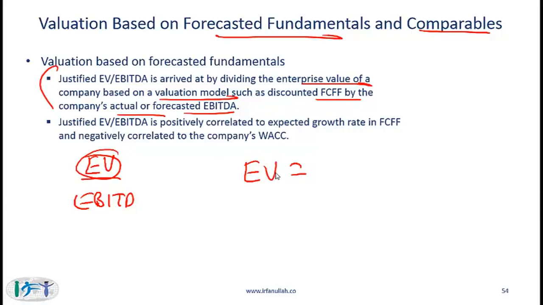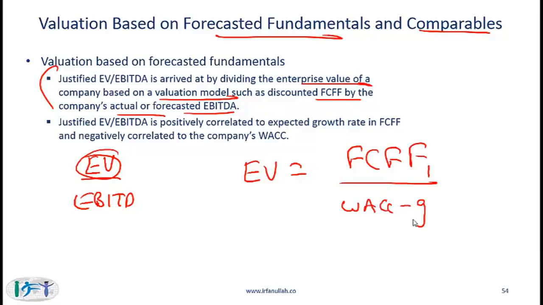Assuming Gordon growth, assuming that a company is growing at some sustainable rate, the free cash flows are growing at some sustainable rate, the enterprise value will be FCFF at the end of 1 year divided by WACC minus G. So what does this give you? Does this give you the market price, or does this give you what you believe the value should be? This gives you what you believe the value should be.